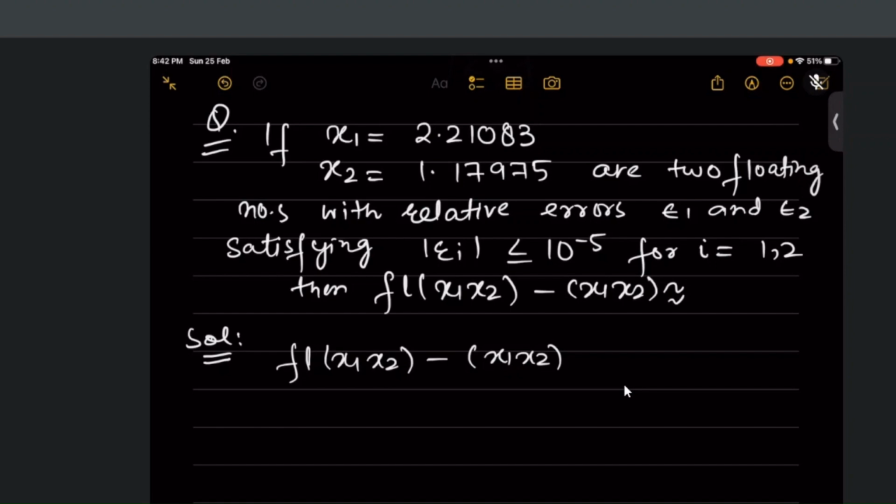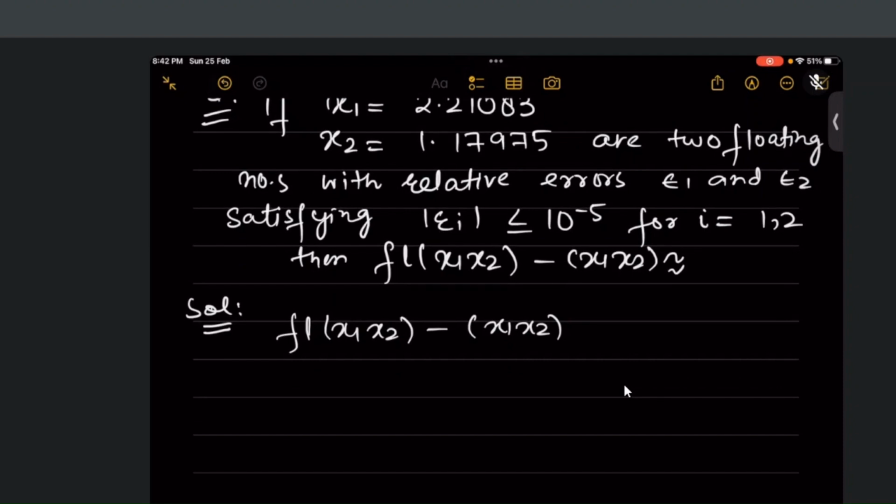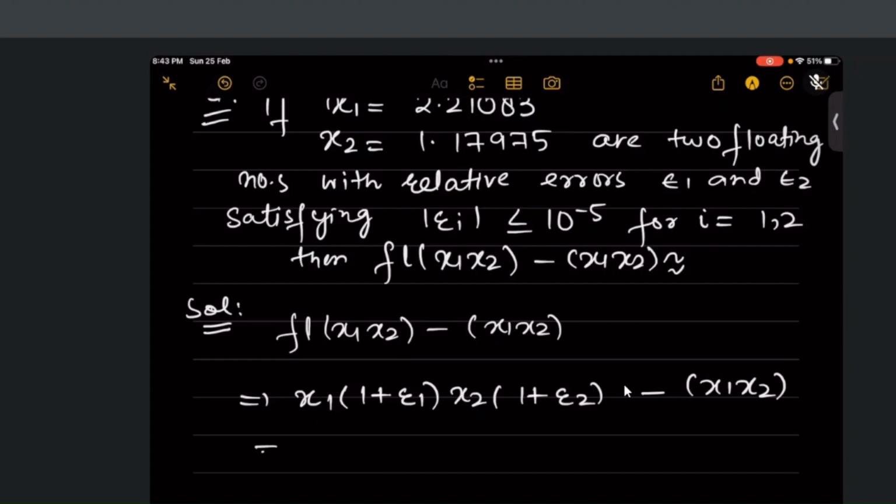Okay, you're doing it somewhat correct, but I think you have made a mistake above. So see, you know that float of x1 x2 you can simply write it as root of x1 x2 into 1 plus epsilon 1 into x2 into 1 plus epsilon 2, right? Yes, you can write it that way. And x1, x2 is simply the number.